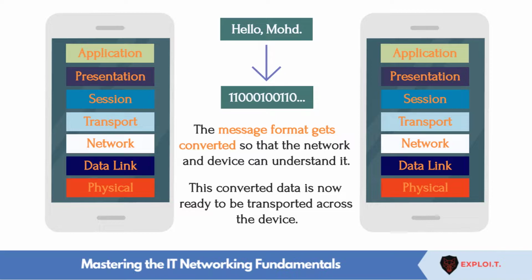Now the job of the presentation layer is to convert that application message into a format that's understood by the computer. So the message that was hello Muhammad that was sent by Facebook Messenger is now converted into binary digits or ASCII codes. These binary digits and ASCII codes are a format that the computer understands. So these messages are converted to ASCII codes or binary digits by the presentation layer. This converted data is now ready to be transported to the layer below, that is the session layer.